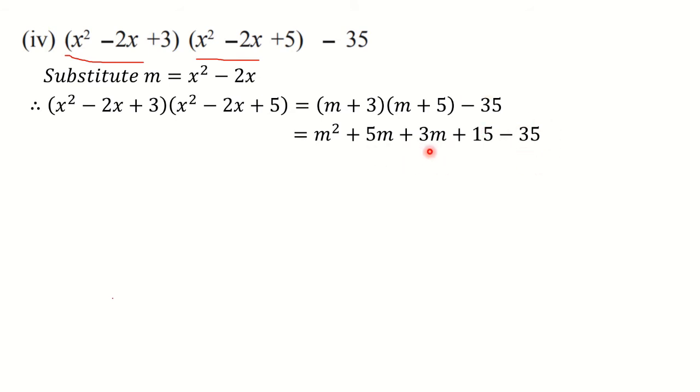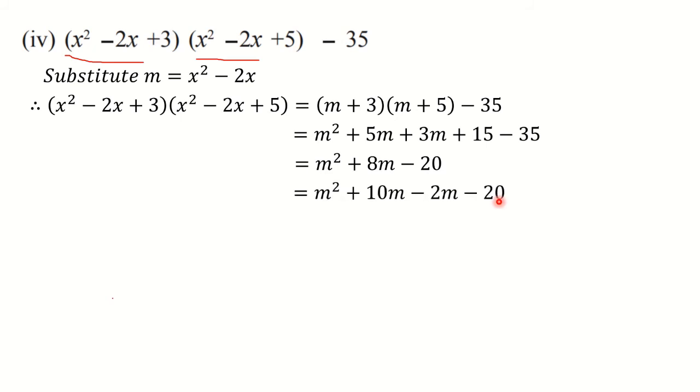Now see, you can add these two terms, and here also you can add these two terms. So what are we going to get? m square plus 8m minus 20, because here minus 35 is bigger, so the sign of the bigger number is given. Now can you factorize this? Two numbers whose multiplication is 20 and difference is 8. Very easy: 10 and 2.